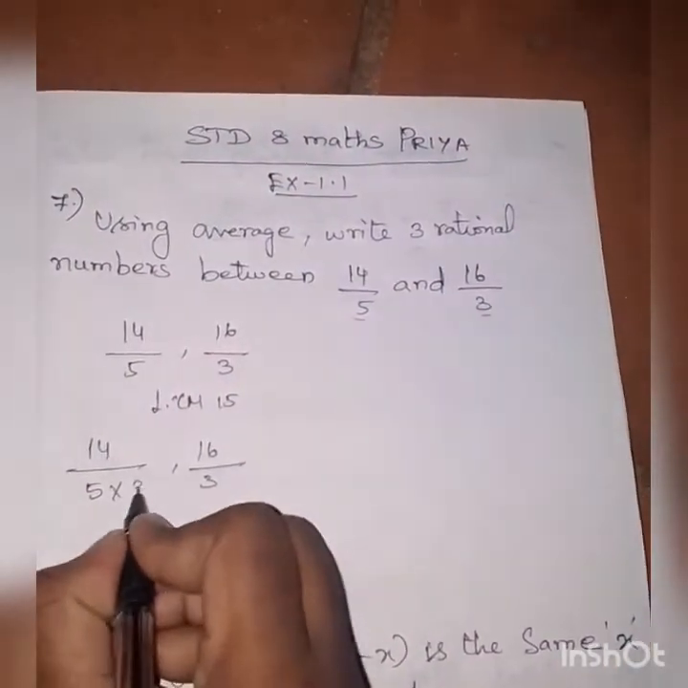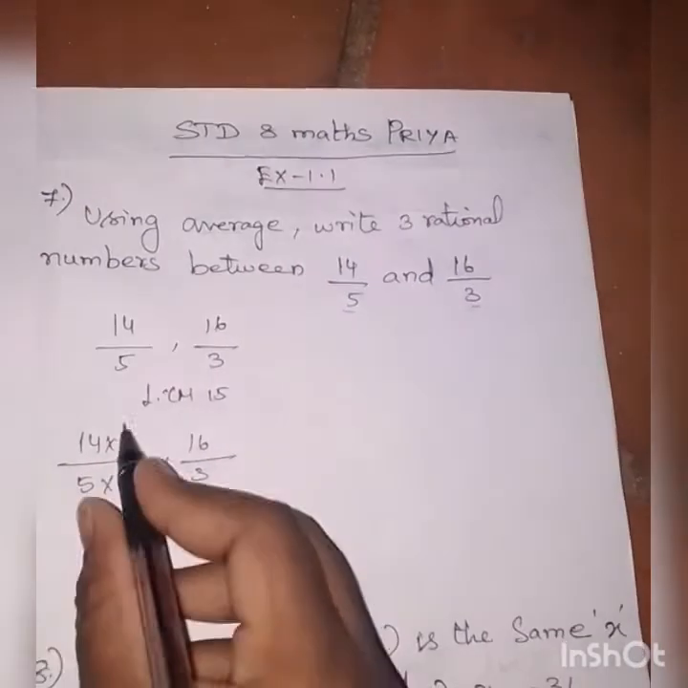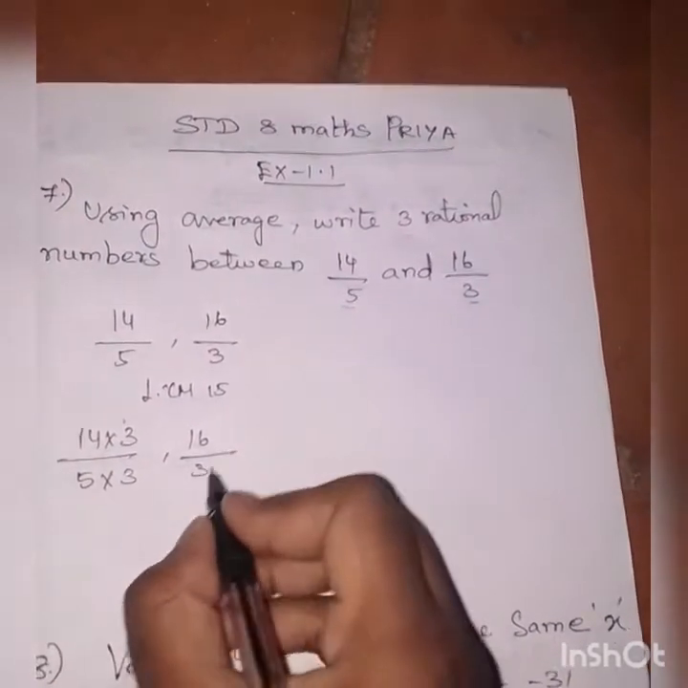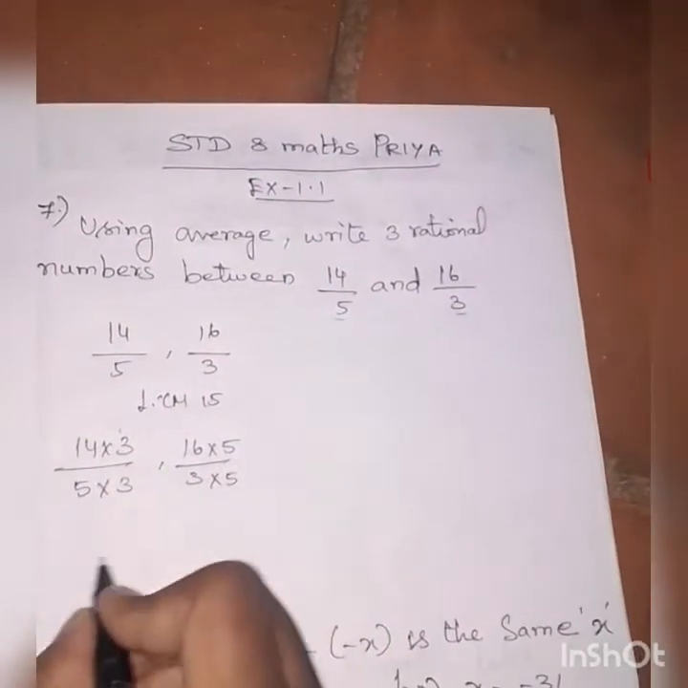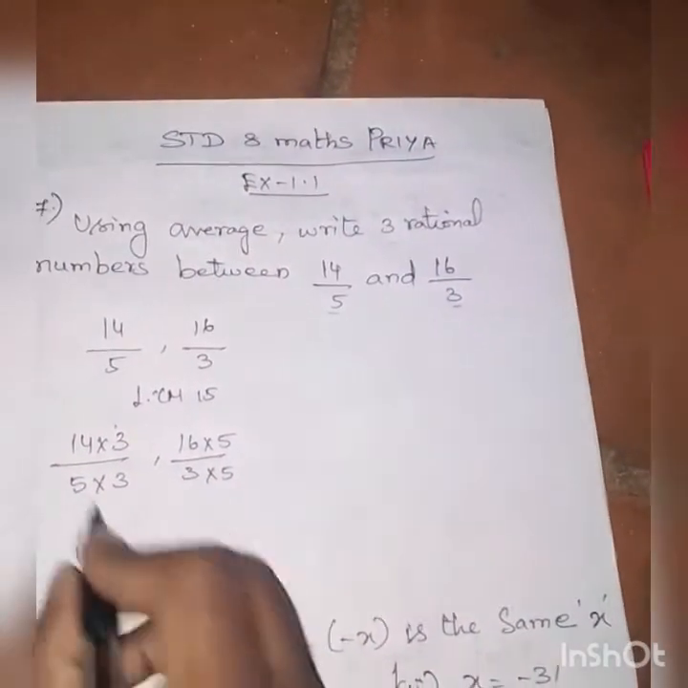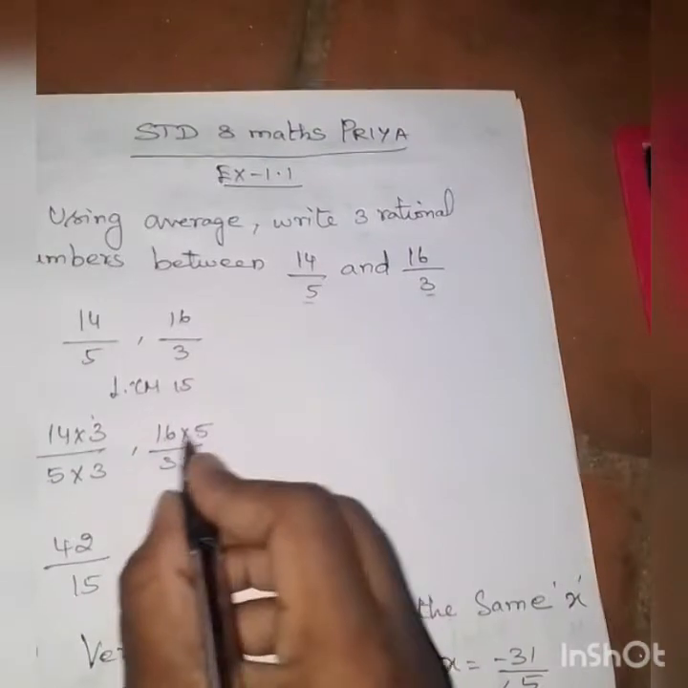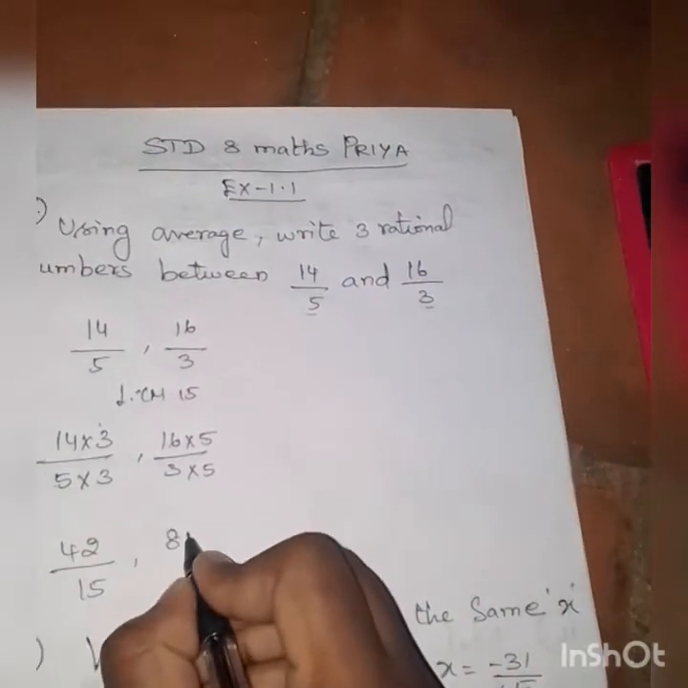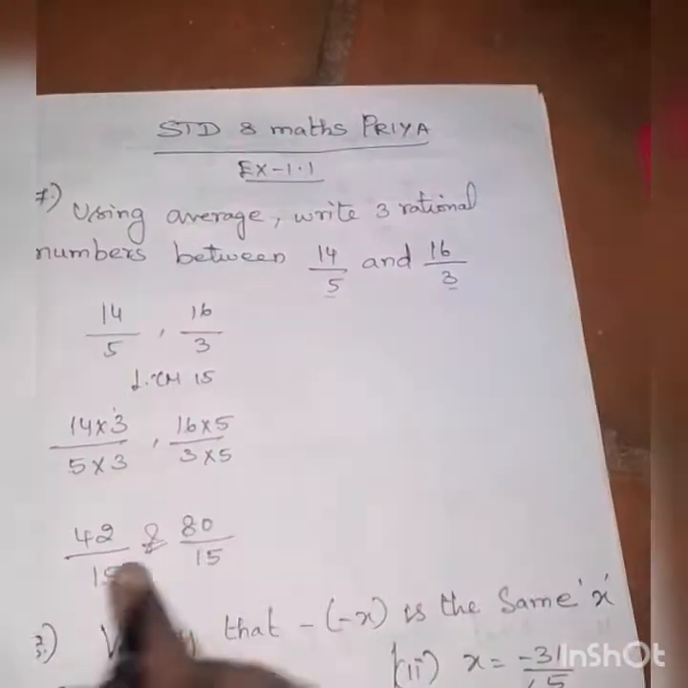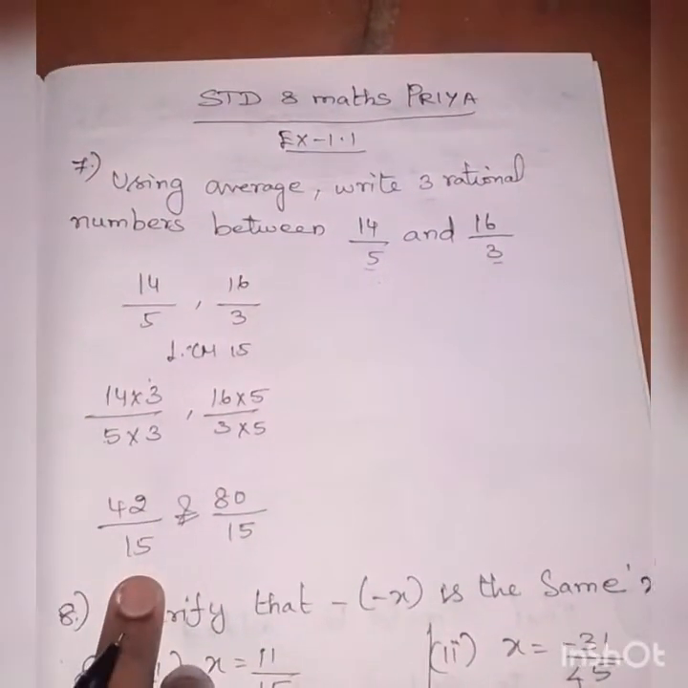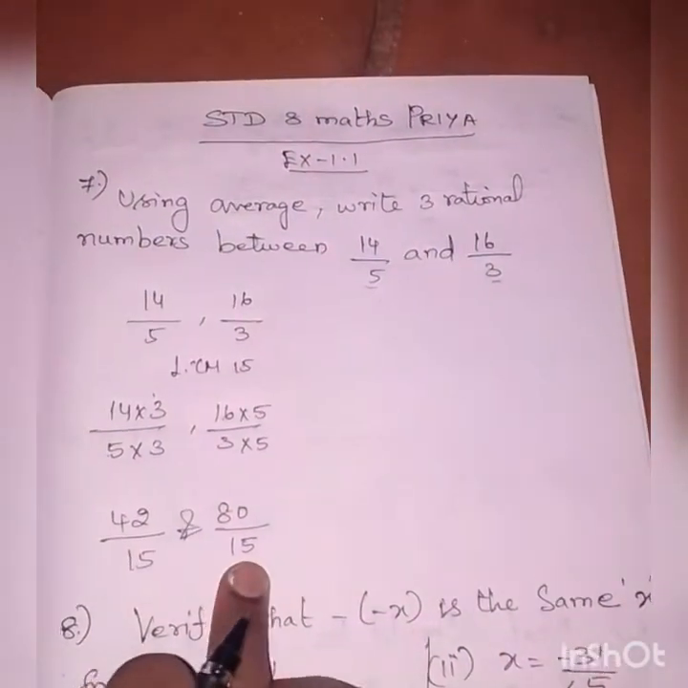In the 5 table, it is 3 times, so both numerator and denominator should be multiplied by 3. In the 3 table, it is 5 times. 14 3s are 42 divided by 5 3s are 15, comma, 16 5s are 80 divided by 15. Now find the three rational numbers between 42 divided by 15 and 80 divided by 15.